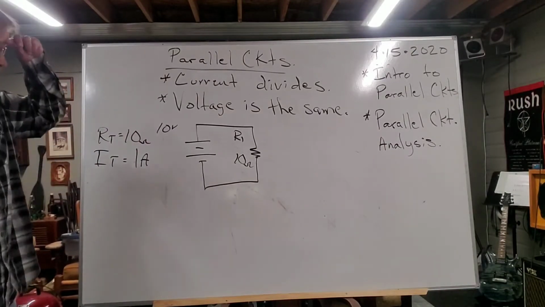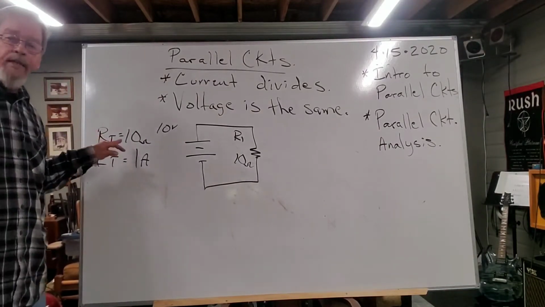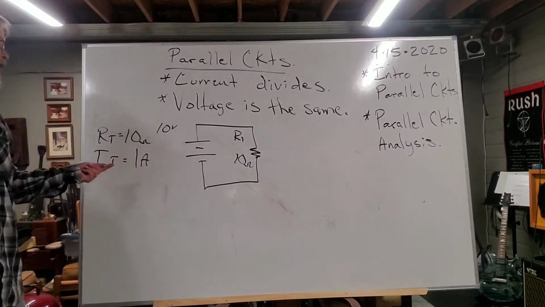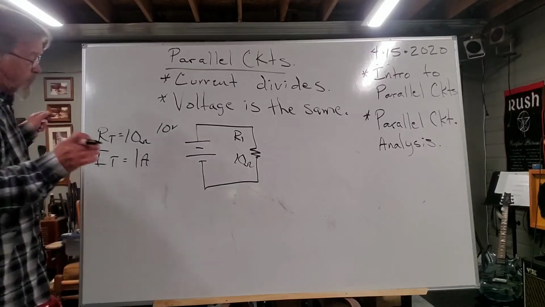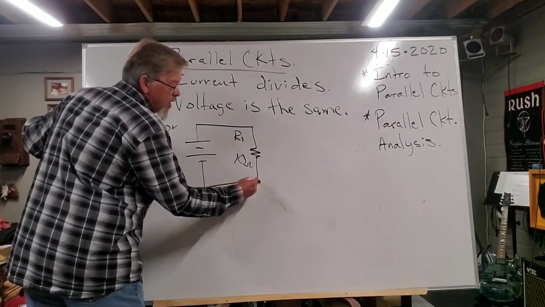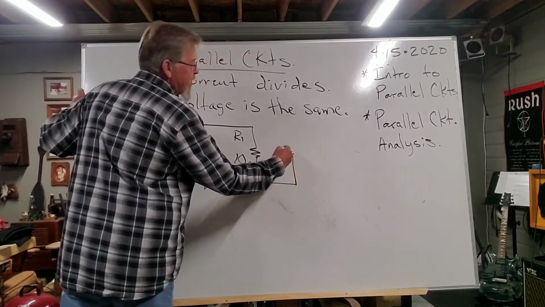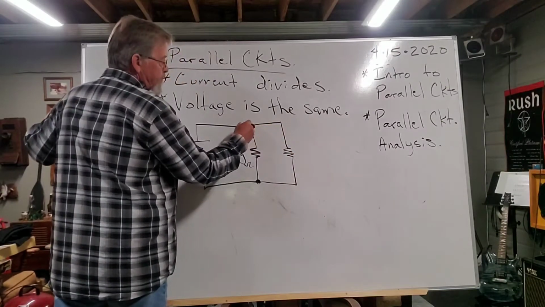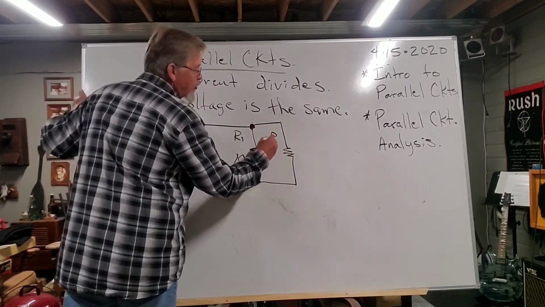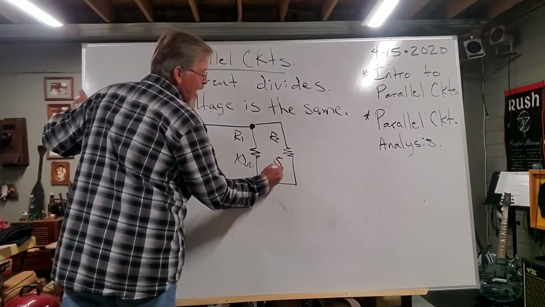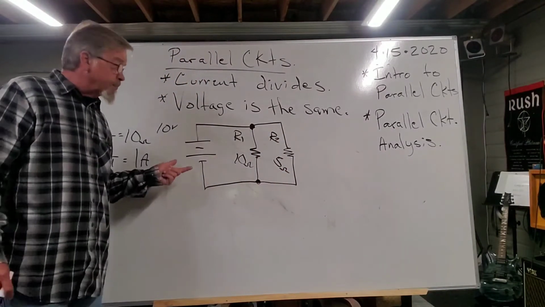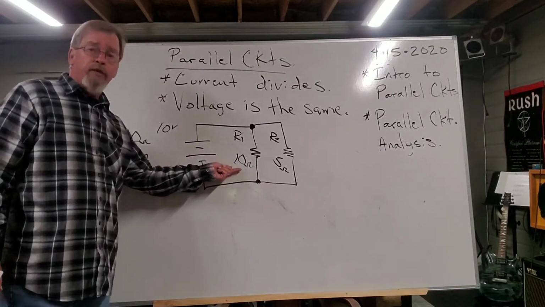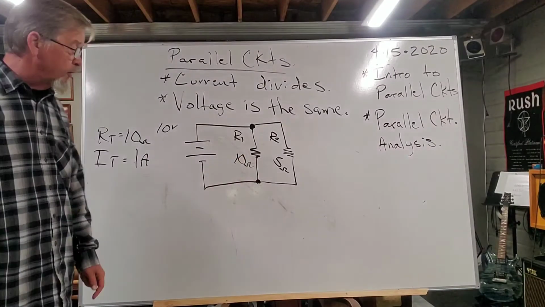So here we go. That's all fine. Right now, total resistance is 10 ohms. Total current is 1 amp. Now, what happens if I hook up another resistor on the side of that one? And let's say R2 is a 5 ohm resistor, okay? So now, I got a 10 ohm resistor and I got a 5 ohm resistor.